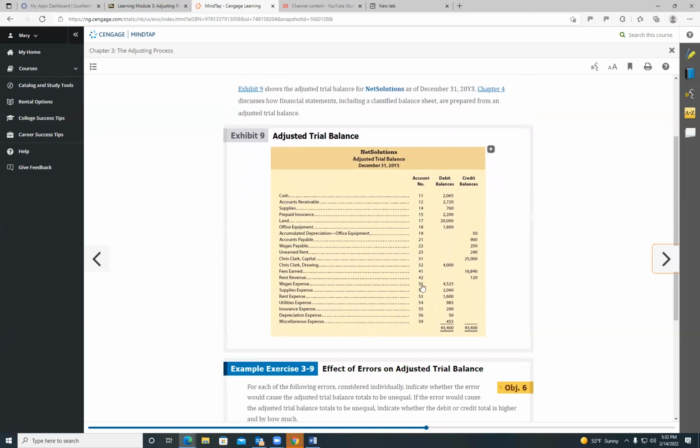But if you look here, you're going to see all the accounts that have been there, but you're also going to see some new accounts. You're going to see some wages payable. You're going to see some unearned revenues and revenues. So you're going to see some new expense accounts, some new revenue accounts, some new payables, and some new contra asset accounts.